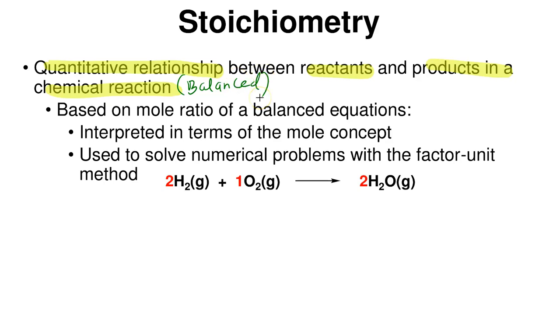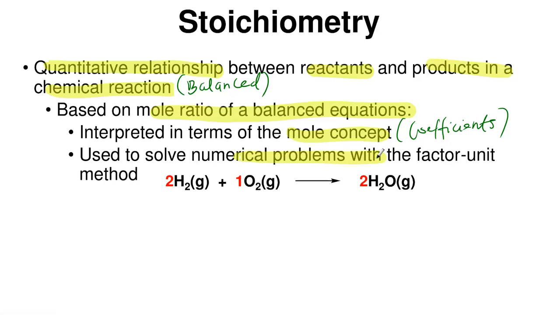It has to be a balanced chemical reaction. Now, of course, when it is balanced, when you add a coefficient like we did when we talked about balancing of chemical reactions, it is based on those coefficients, and those coefficients will correspond to the mole ratio of those balanced equations. Now, we can interpret that in terms of the number of moles, which are the coefficients of those balanced equations. We can interpret it in terms of the mole concept and use that to solve numerical problems with the factor unit method.